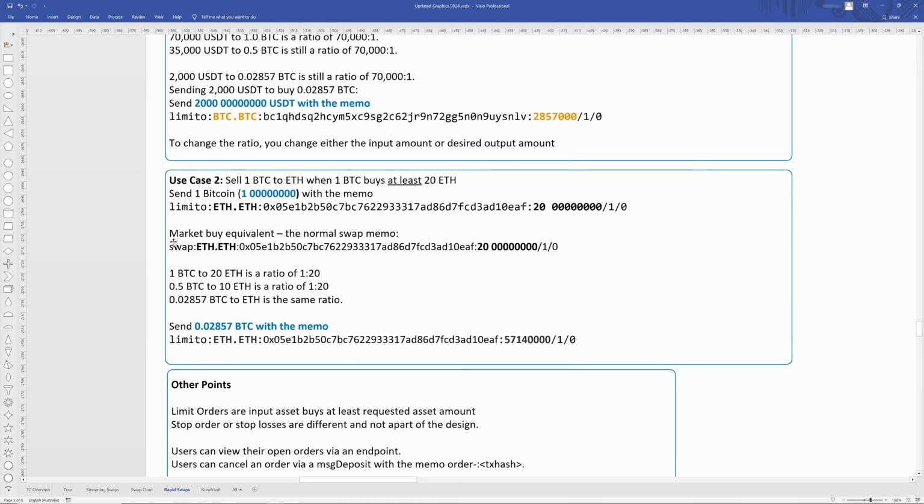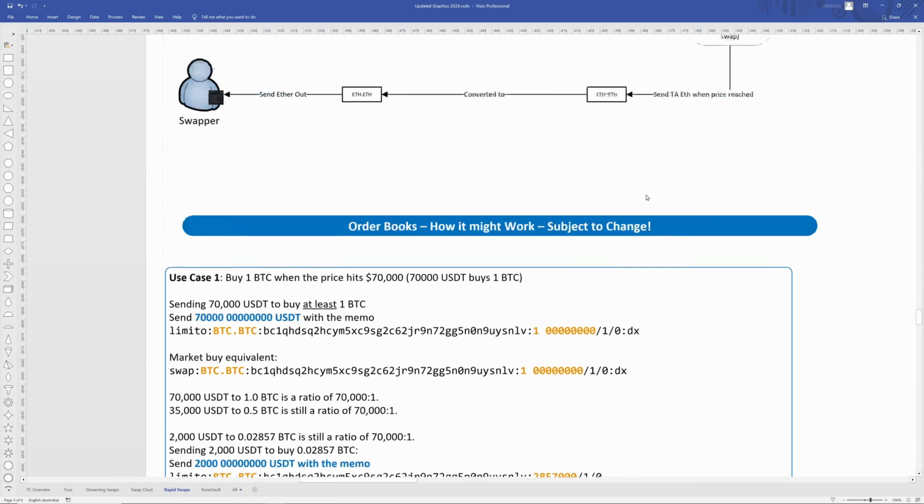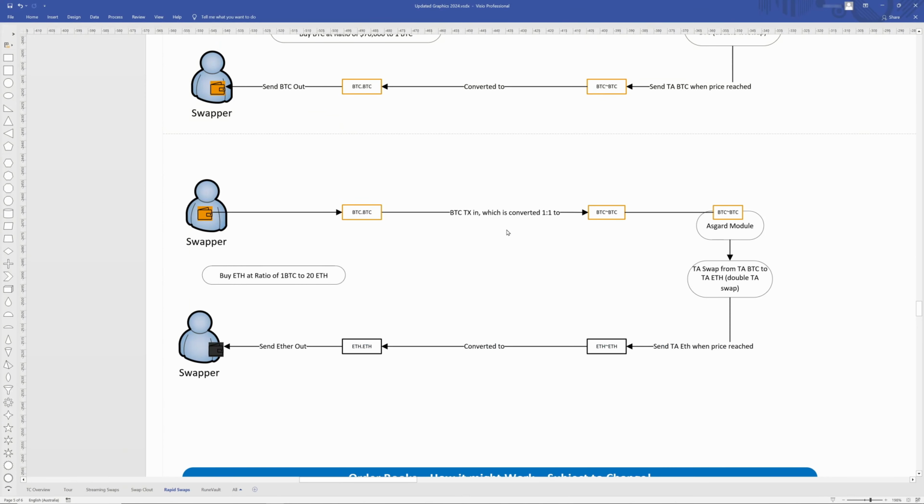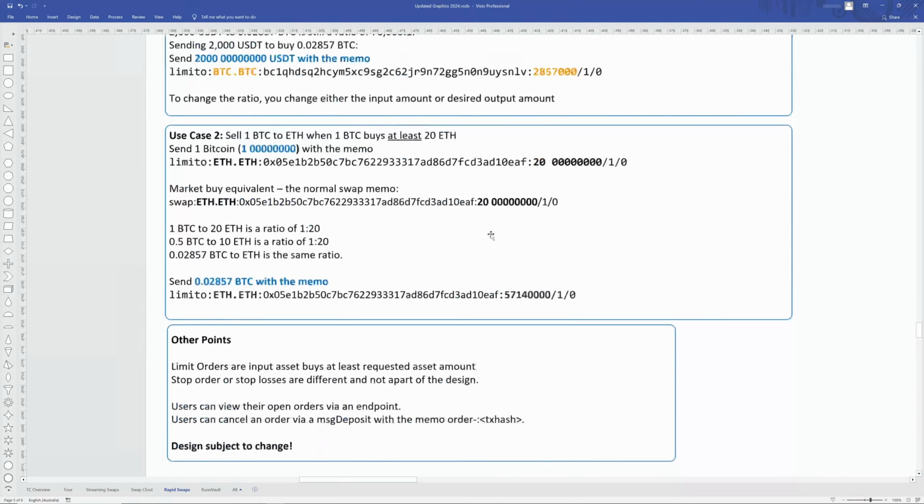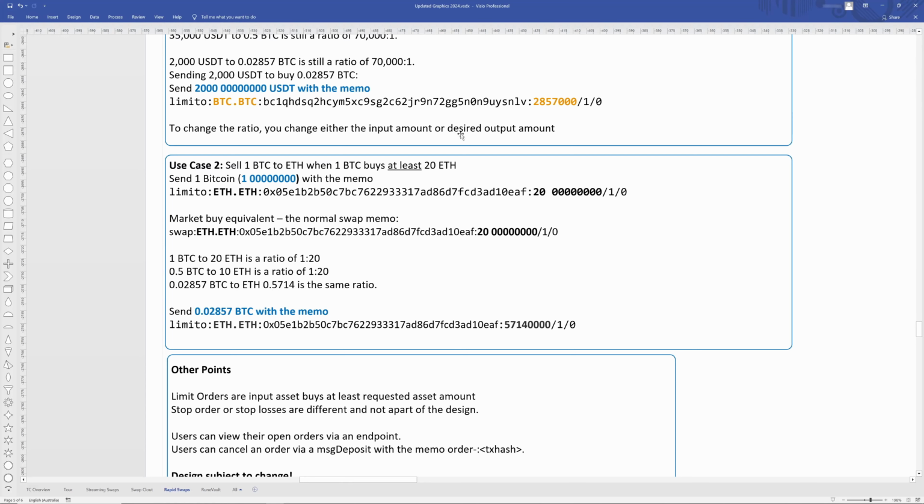If you were to do this as a market buy or market order equivalent, it would just look like this. Except that if this wasn't achievable, it would be refunded, whereas with limit orders, it would sit and wait inside of here until that ratio is achieved. To continue our example, to get this amount of Bitcoin, which is about 0.28 worth of Bitcoin, to this amount of Ethereum would have the same ratio of 1 to 20.